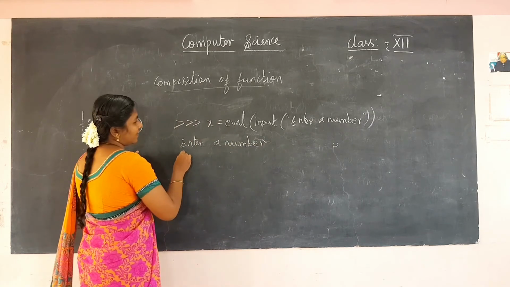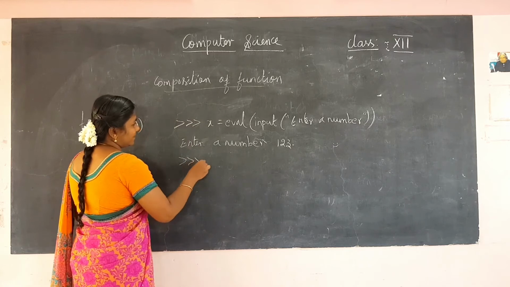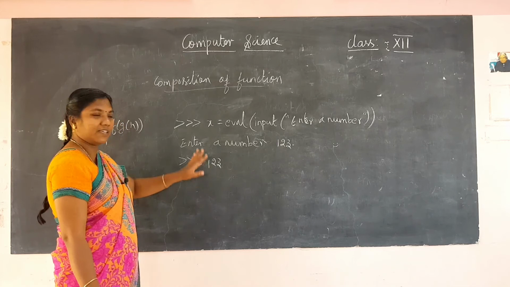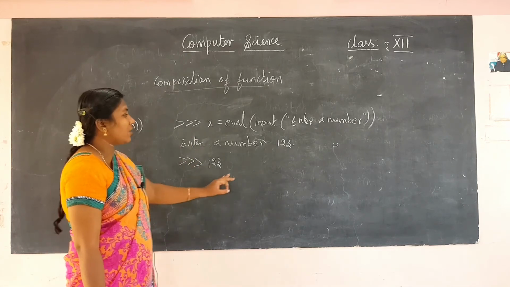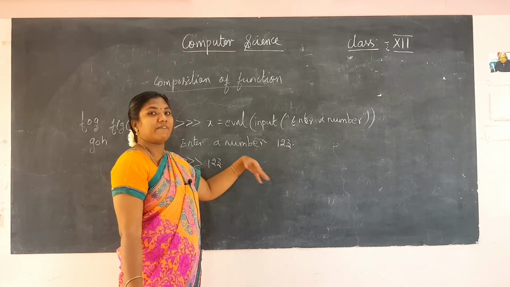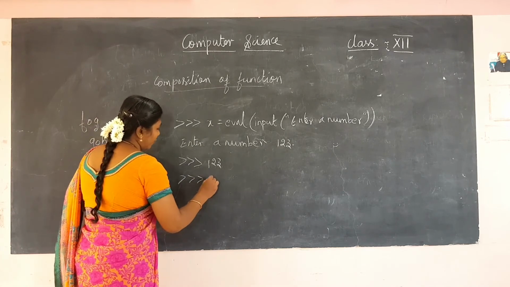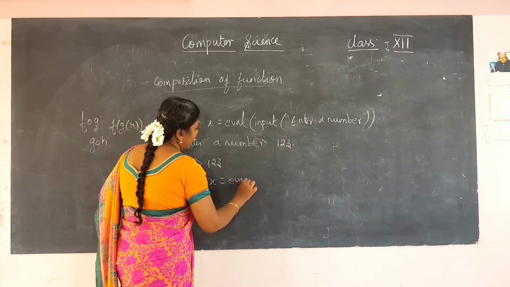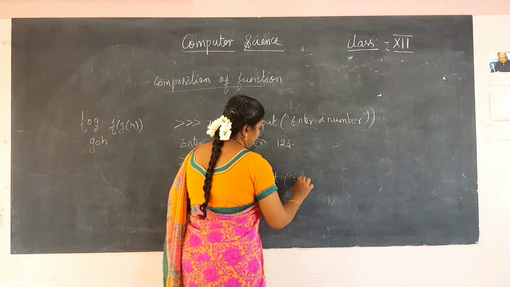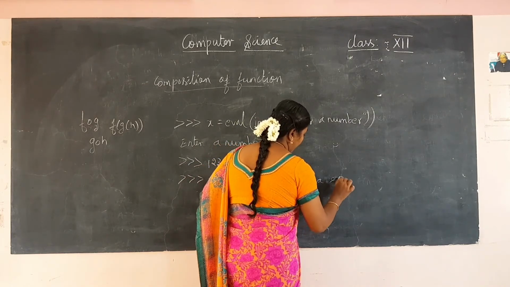In that case, we give one number, 123, isn't it? So it will be displayed here as 123, just as such. In case, instead of giving a number, if I give an expression, it will evaluate that expression and give me the output. So again in Python, if I have x is equal to eval of input, enter a number or enter an expression.